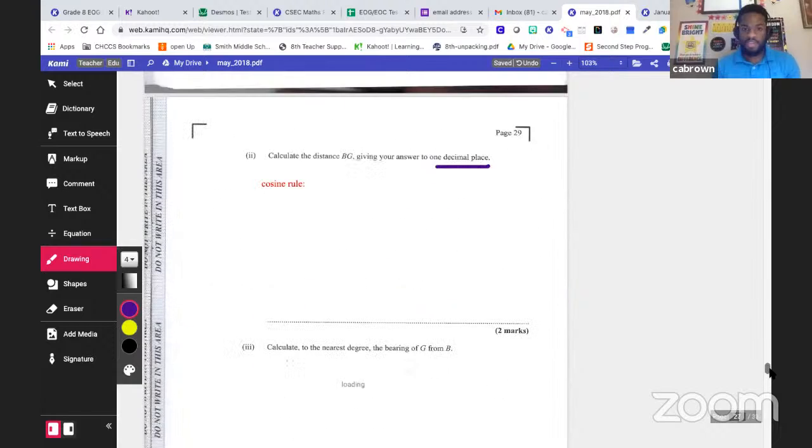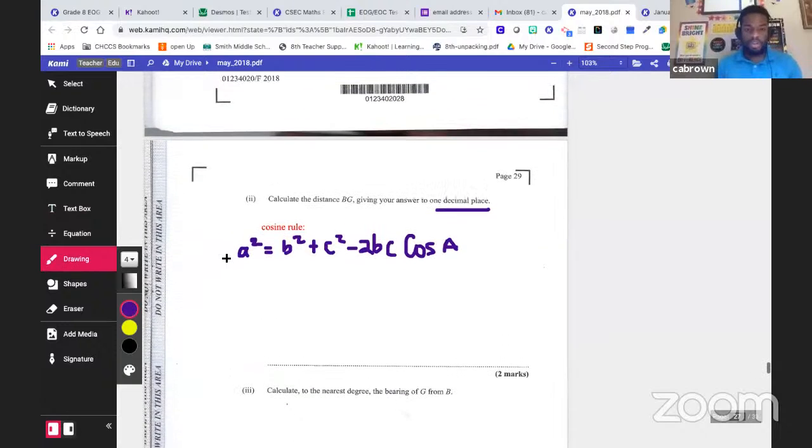Where are we? We're right here. So the cosine rule states that a squared is equal to b squared plus c squared minus 2bc cos A. Sorry for this writing. All we're going to be doing is a squared, which refers to the length that we need to find.